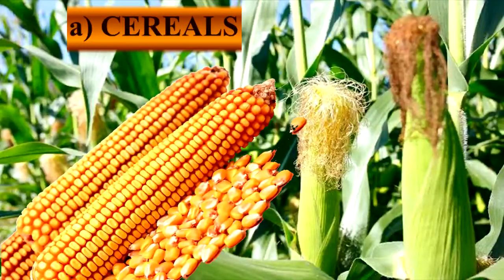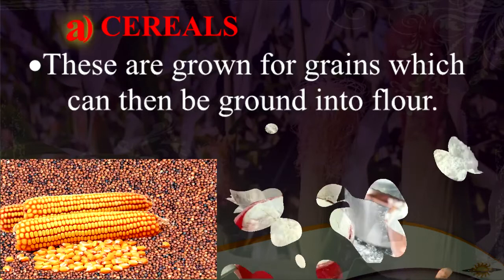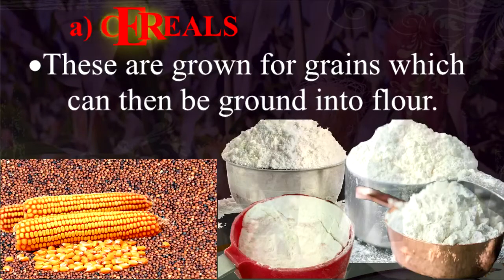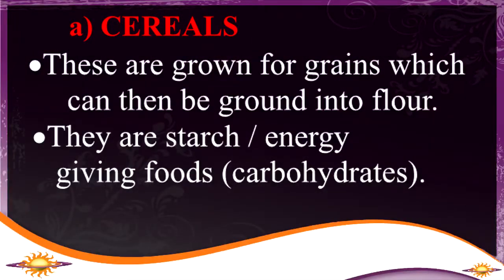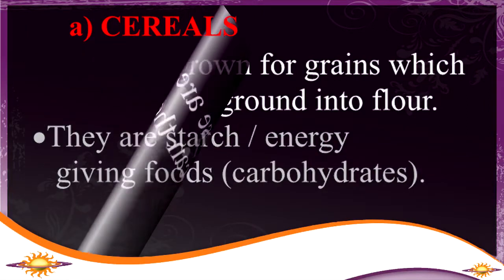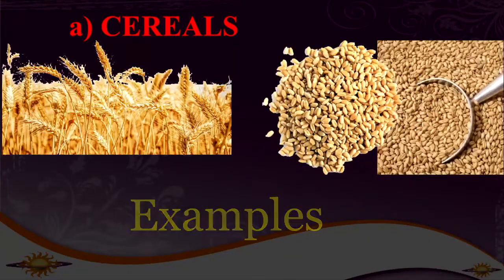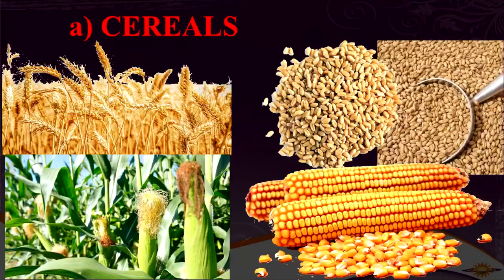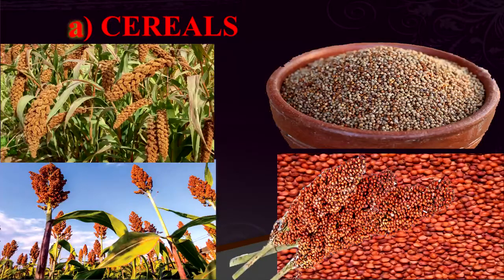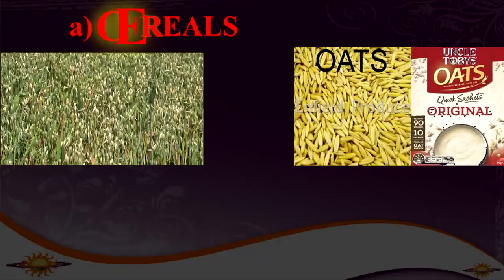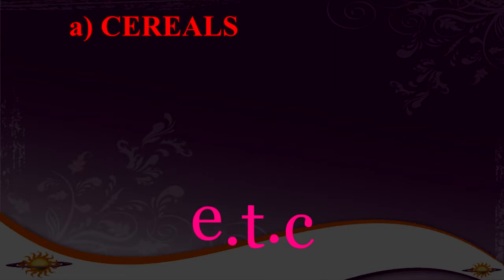Cereals. These are crops grown for their grains, which can then be ground into flour. They contain starch, and so are energy-giving foods, or so-called carbohydrates. The examples include wheat, maize, millet, sorghum, oats, rice, etc.